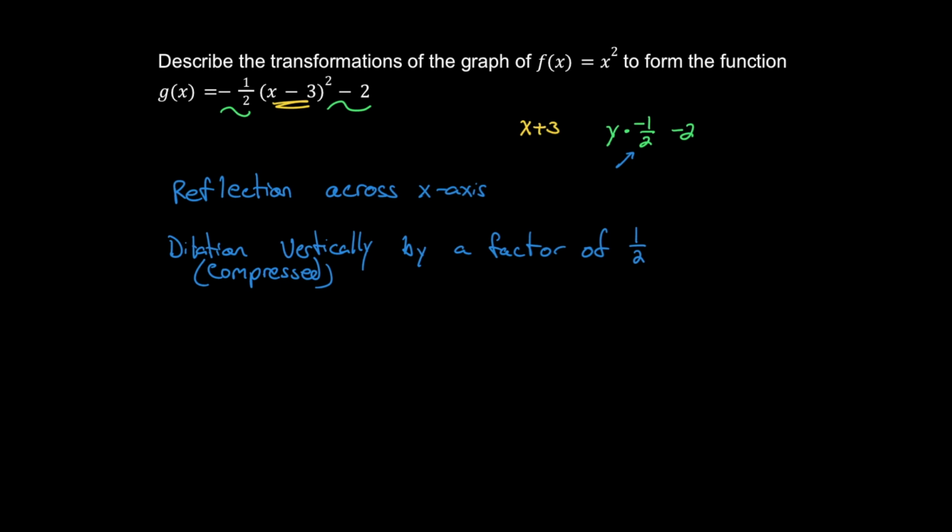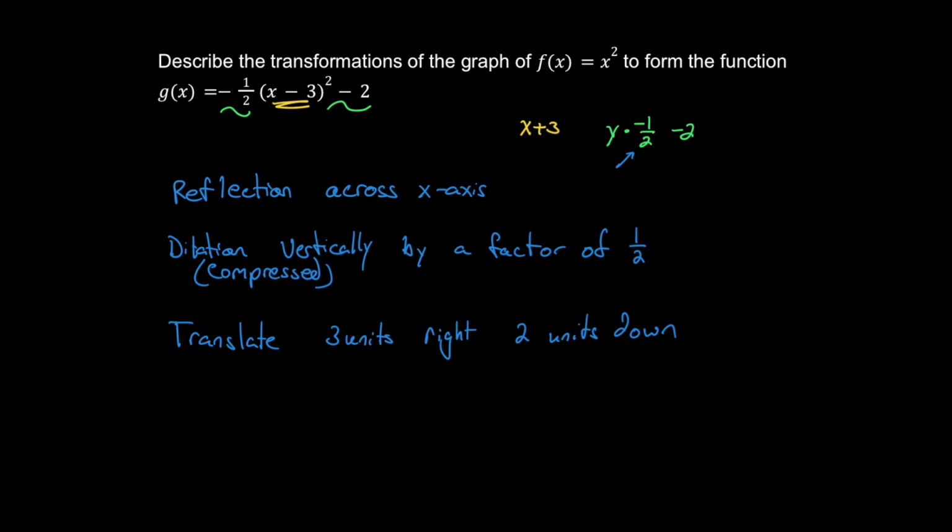Now we also have to check for addition and subtraction. Addition and subtraction creates a translation, and yes, we do have addition and subtraction. So the graph is going to be translated. Since we are adding 3 to x, it's going to be 3 units to the right, according to our rule. And we're subtracting 2 from the y, so 2 units down.